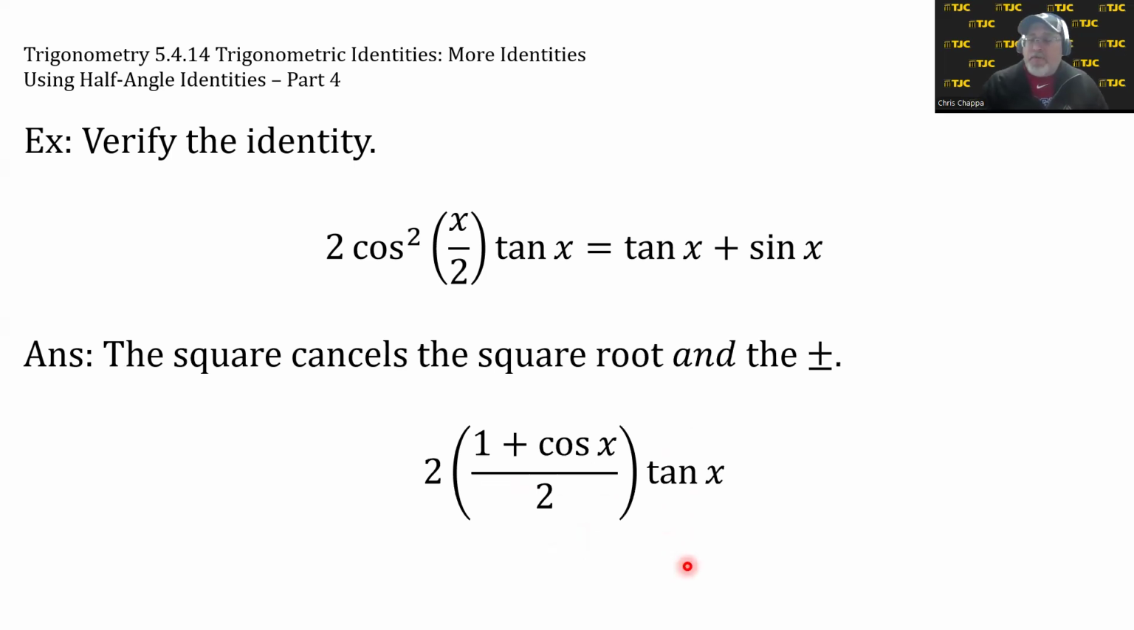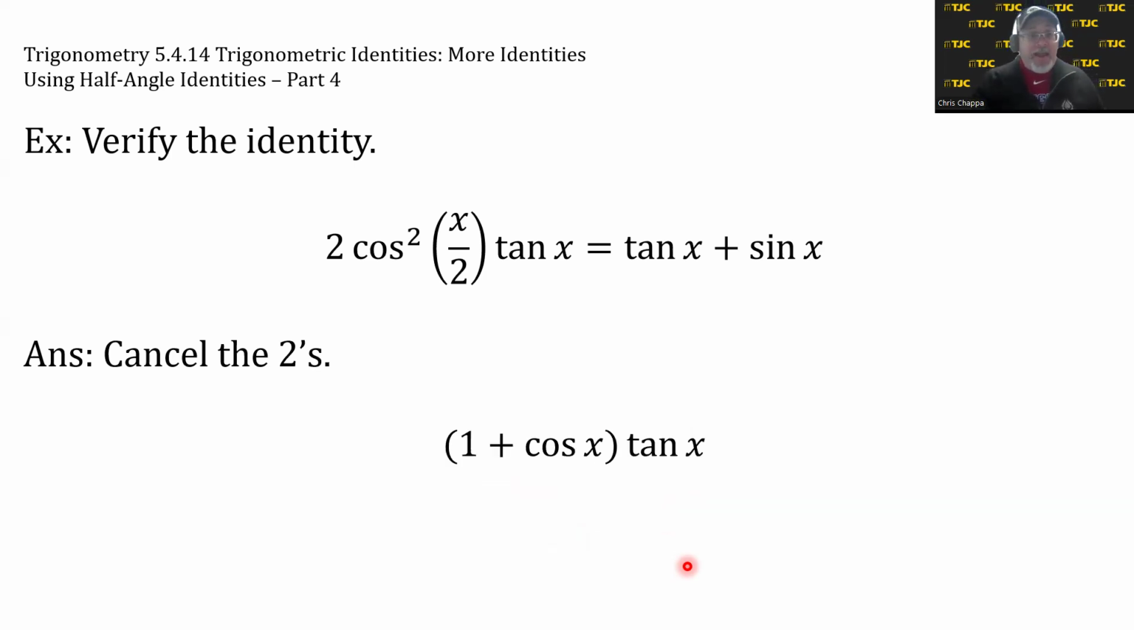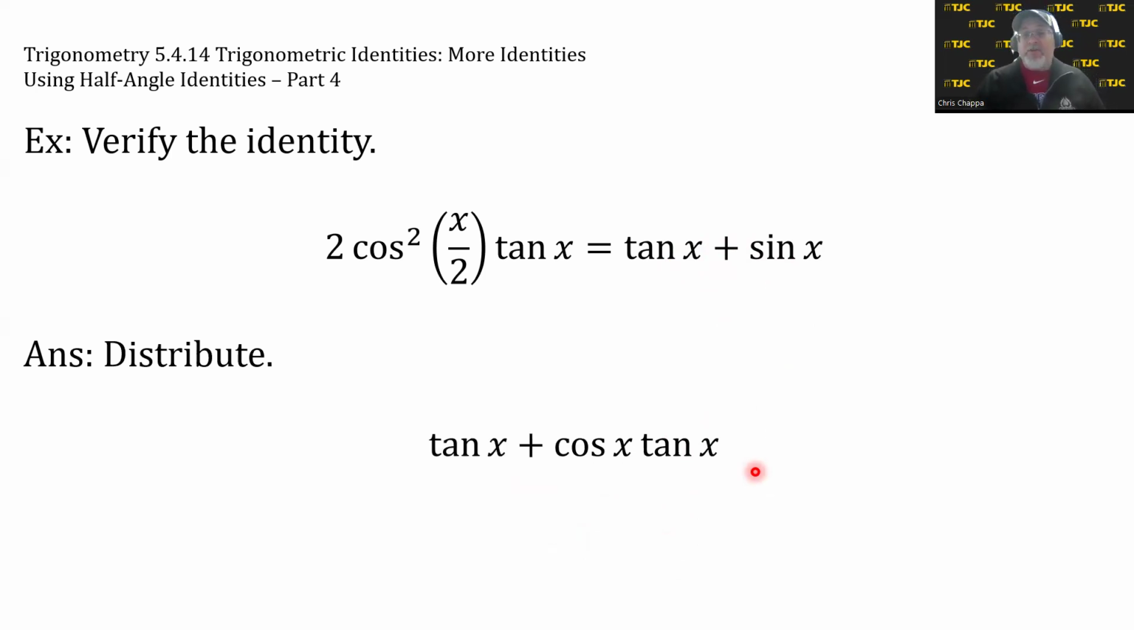I think the next two moves are fairly transparent. The 2's are going to cancel. That leaves the 1 plus cosine x inside the parentheses. And because our final destination, tangent x plus sine x, does not have parentheses, we need to eliminate our parentheses and we'll distribute. That will give us tangent of x plus cosine of x times tangent of x.